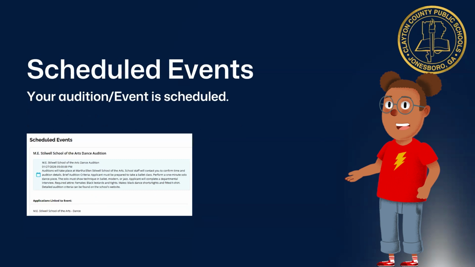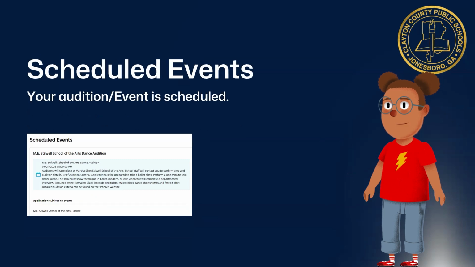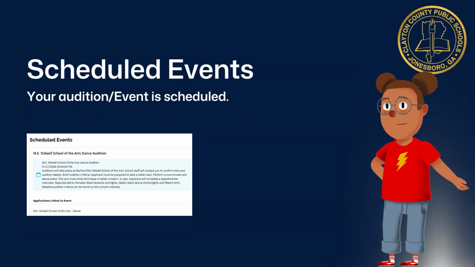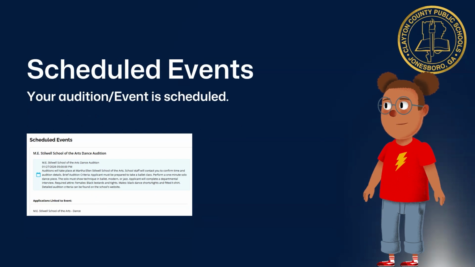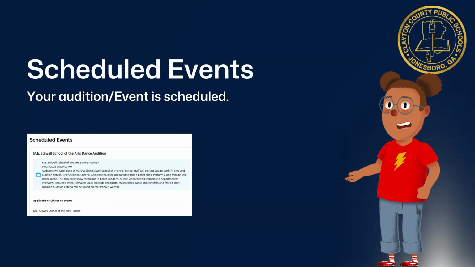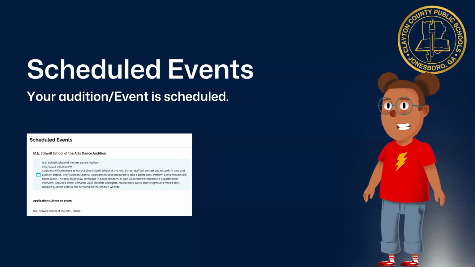Now, if your child is applying to a program that has an audition or an interview, you will see scheduled events. Once the magnet office has validated your application, the school will contact you. Again, it may take 1 month or even 2 months to hear from the school. Please be patient as this is a process.